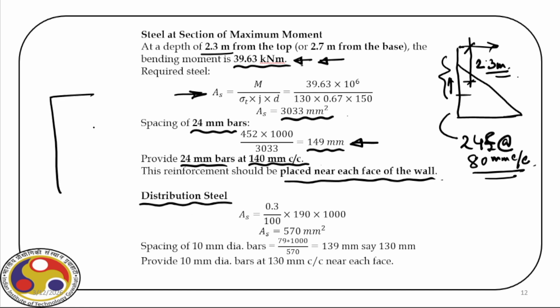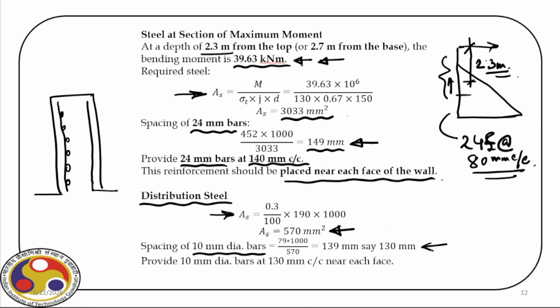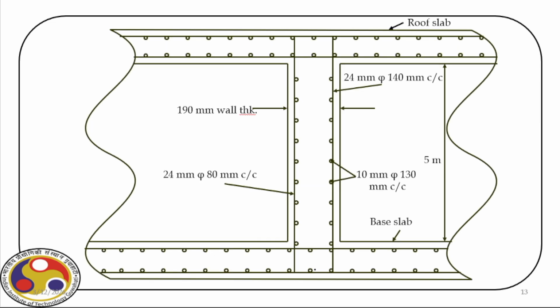So, if this is the wall, we have these main bars. So, we have to also provide distribution steels along the height. For that, the steel requirement is 0.3%, so it is 570 millimeter square. And if we provide 10 millimeter diameter bars, the spacing is 139 millimeter, so we can provide 130 millimeter. So we provide 10 millimeter diameter bar at the rate of 130 center to center, again on each face.